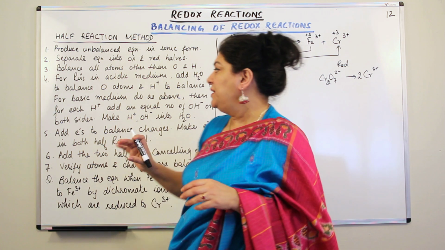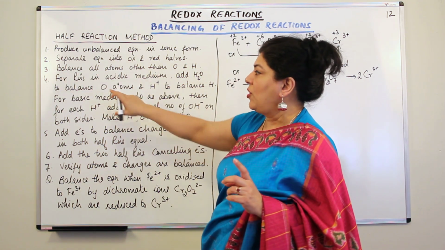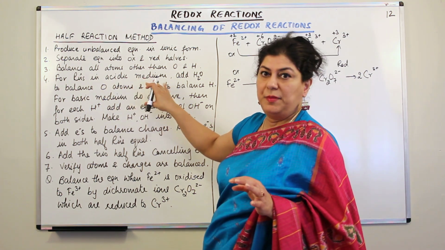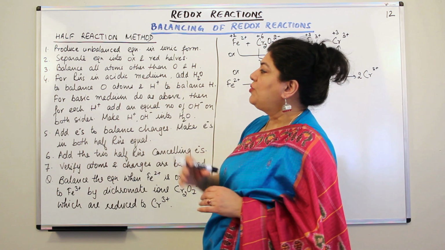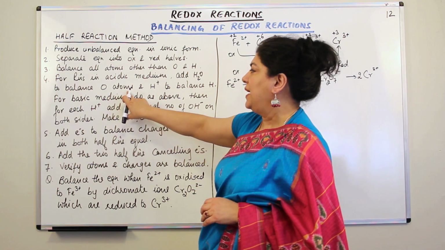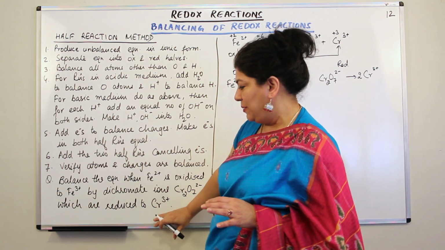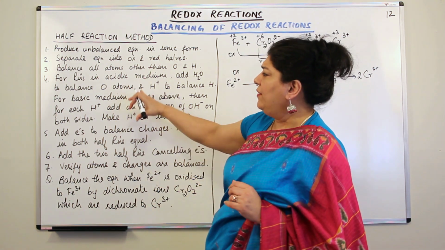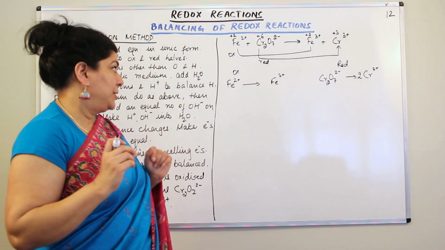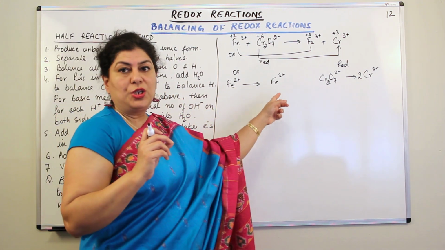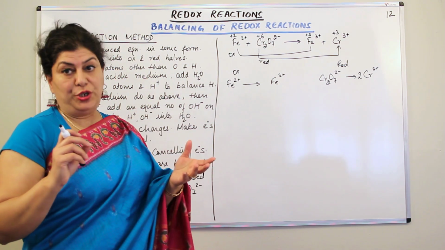Now after this has been done, what is the next step? You balance all atoms other than hydrogen and oxygen, and then for reactions in acidic medium, you have to add water molecules to balance oxygen atoms, right? This reaction is taking place in an acidic medium. So what do you do? You first balance the oxygens by adding water. In this equation, in the oxidation half, you do not have oxygen. So there is no need to add water molecules.